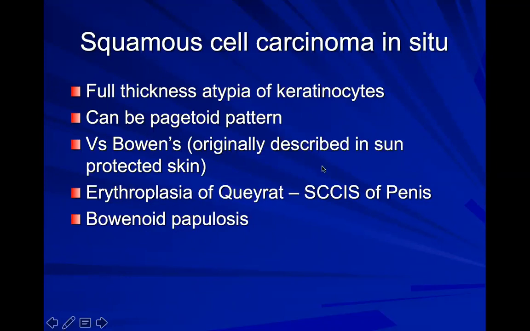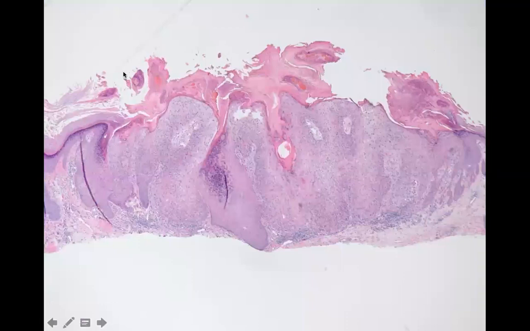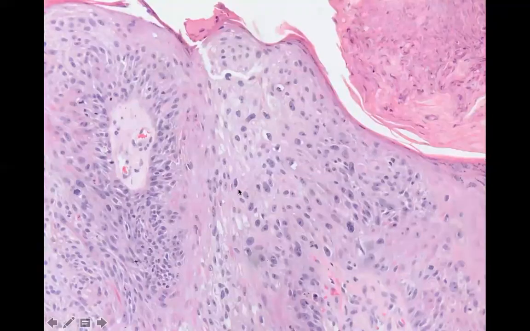Erythroplasia of Queyrat, that's the squamous cell carcinoma in situ of the penis, and then Bowenoid papulosis, when we're sort of implying that those high-risk HPV types of condyloma are associated with change towards squamous cell carcinoma. So here, again, we have that warty shape. You have that papillomatosis. You see your inward curving rete. They're holding hands. This is your wart shape. And in this wart shape, you can see that your atypia has become full thickness.